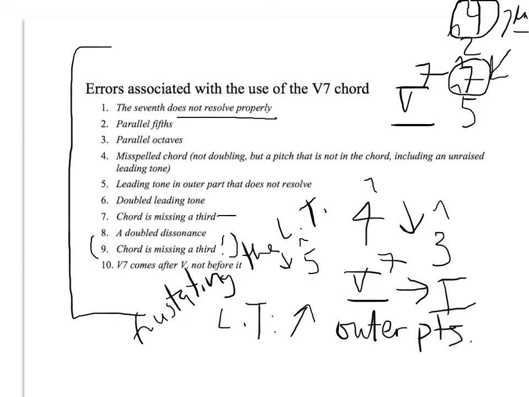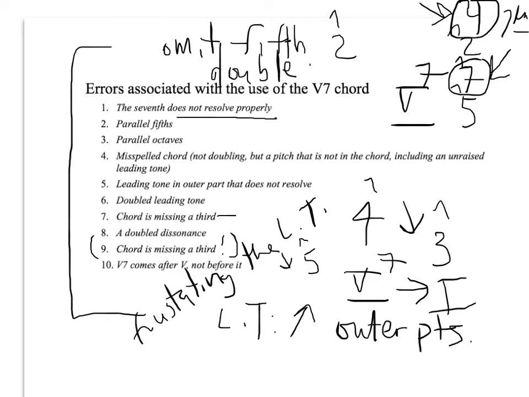You'd never want to double the leading tone, and you never want to double the 7th of the chord. There is a circumstance in which you may omit the 5th of the chord, which is scale degree 2, and double the root. We'll see that in the next slide.